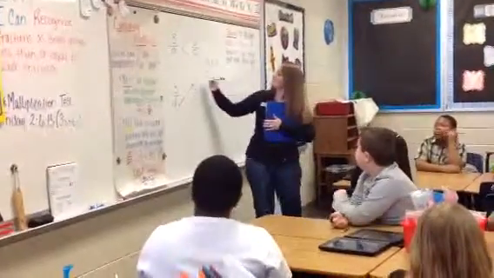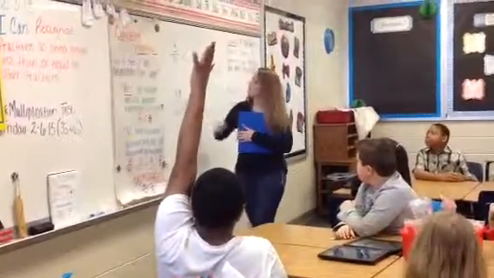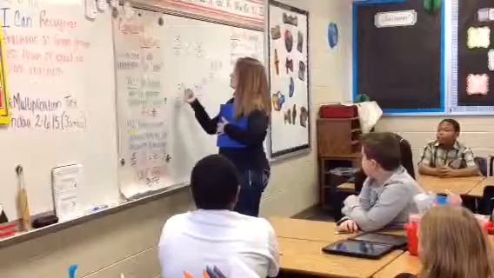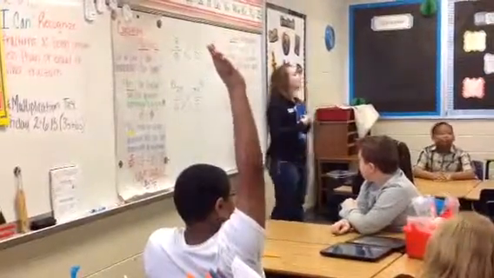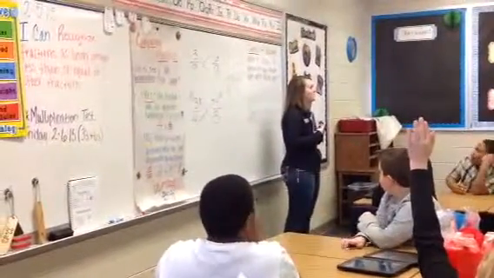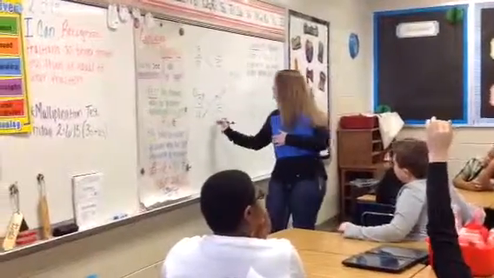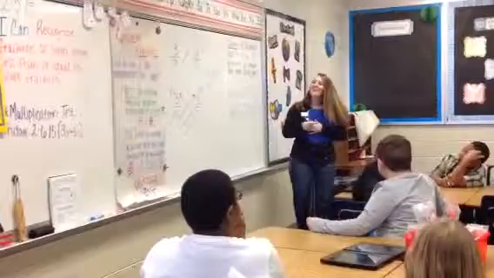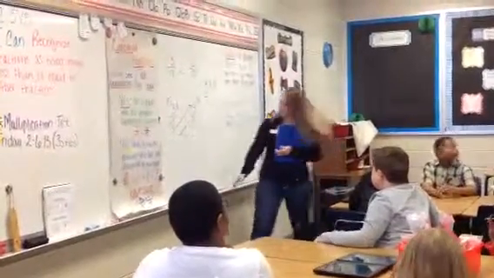Alright, so what is 4 times 4? 16. Okay, Jaquan, what is 5 times 3? 5 times 3 is 15. Okay, and what is the bigger fraction? 4/5 is the bigger fraction, right? Right.